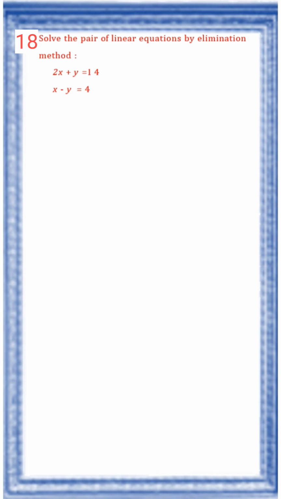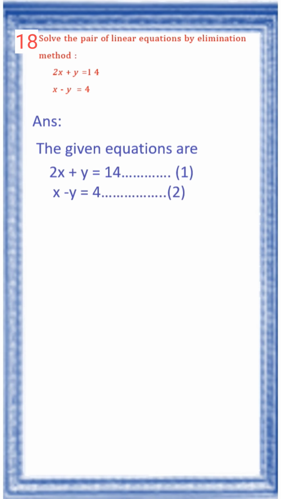Solve the pair of linear equations by elimination method: 2x plus y is equal to 14, x minus y is equal to 4. Now the given equations are 2x plus y is equal to 14, x minus y is equal to 4. Let this be equation number 1 and this be equation number 2. We can solve it by elimination method. Observe here, the coefficients of y are the same with opposite signs.